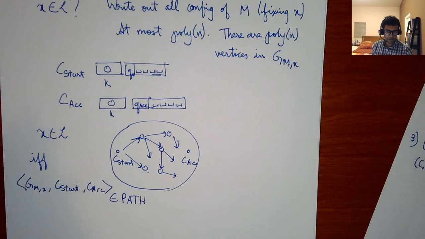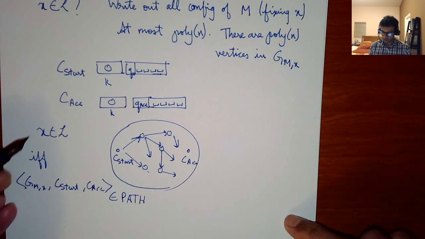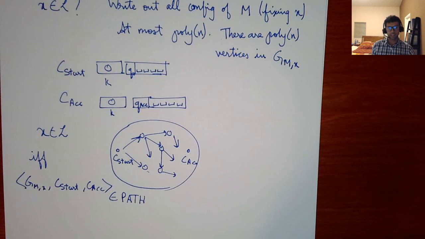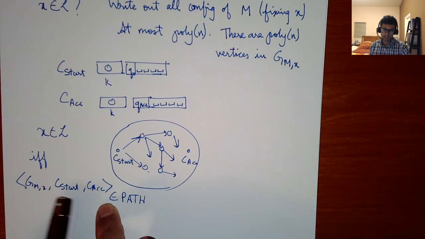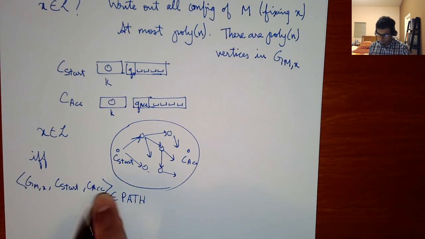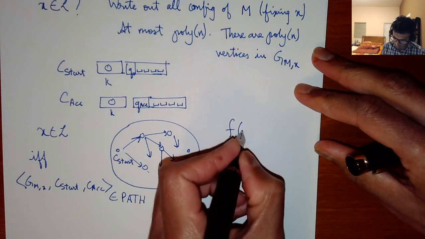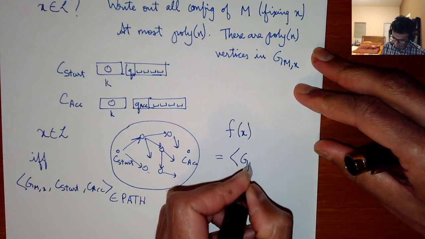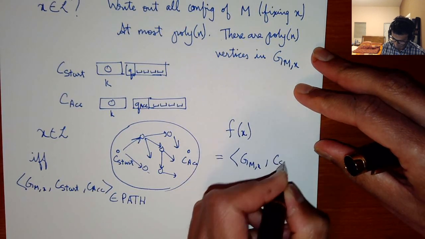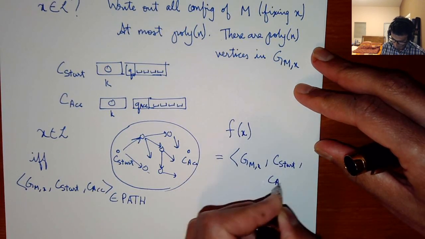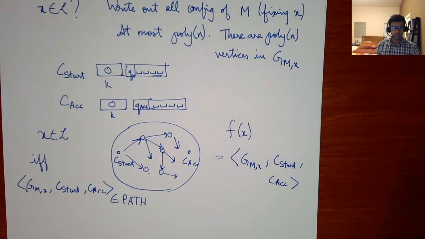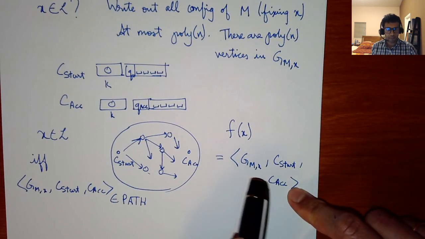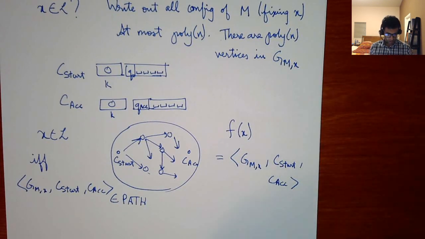So this seems to give the reduction, but there is an important point here. The reduction should be efficiently computed. In our case, efficiently means implicitly log space. So we need to argue that every bit of the output, you can think of the reduction f of x as this: the encoding of the graph, the start state and the accept state. So we need to compute every bit of this encoding in log space.